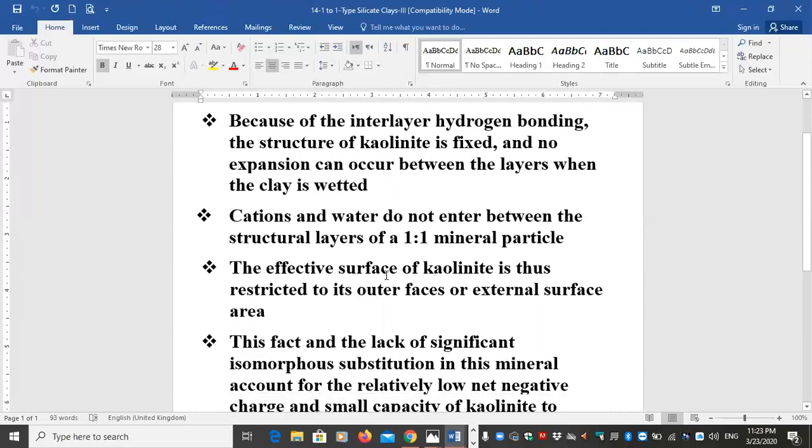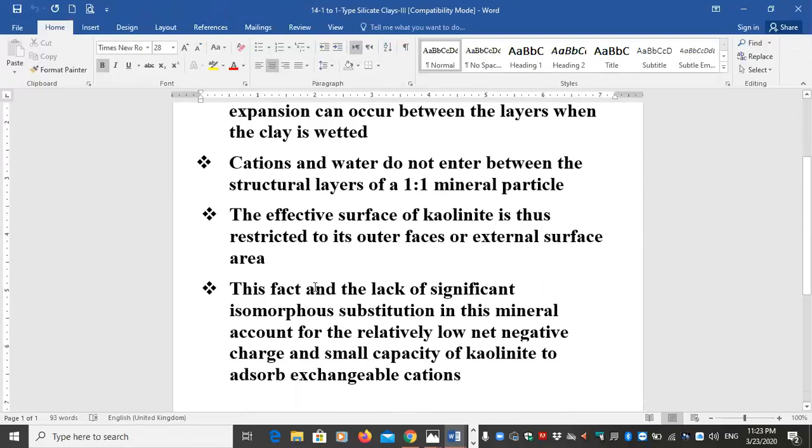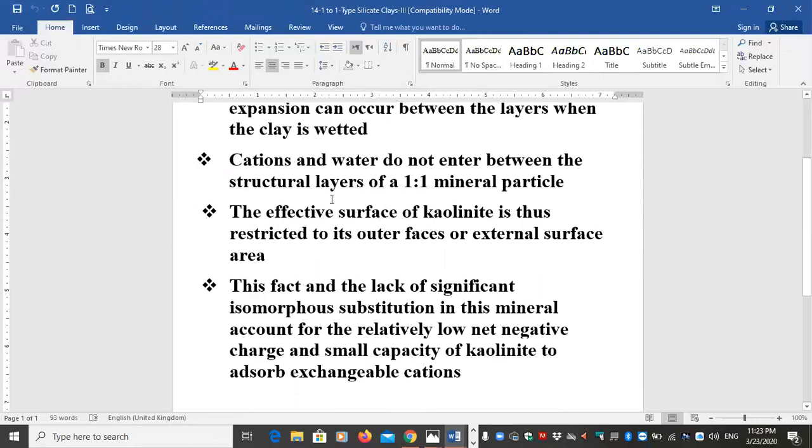So the effective surface of kaolinite is thus restricted to its outer faces or external surface area. And that is not a very large surface area. This fact and the lack of significant isomorphous substitution in this mineral account for the relatively low net negative charge and small capacity of kaolinite to absorb exchangeable cations.